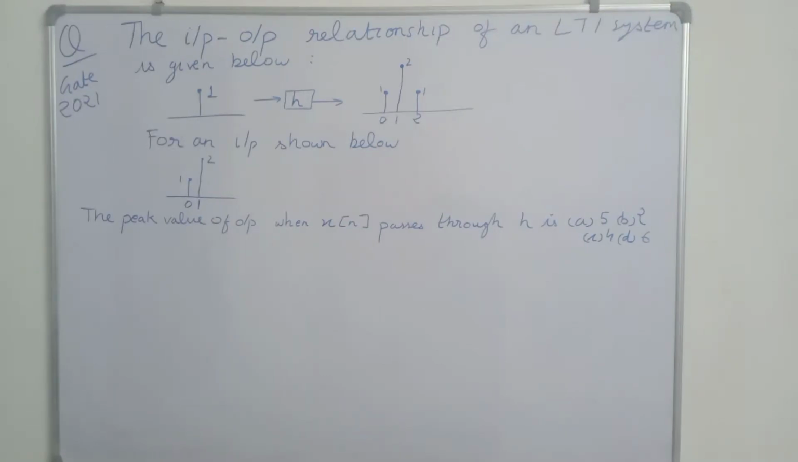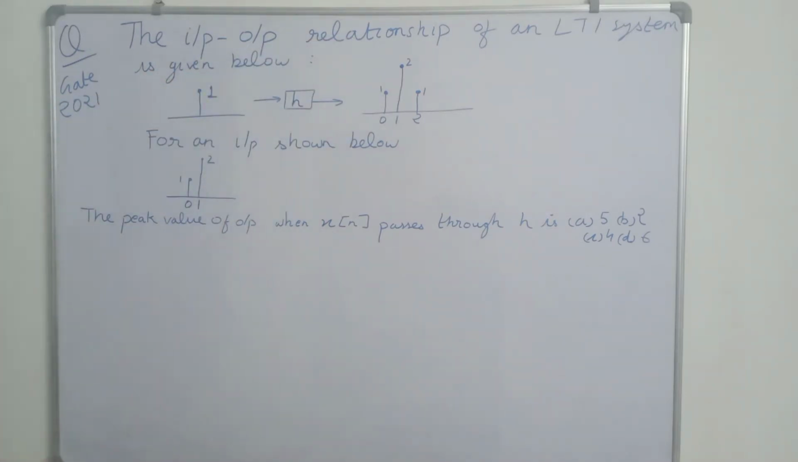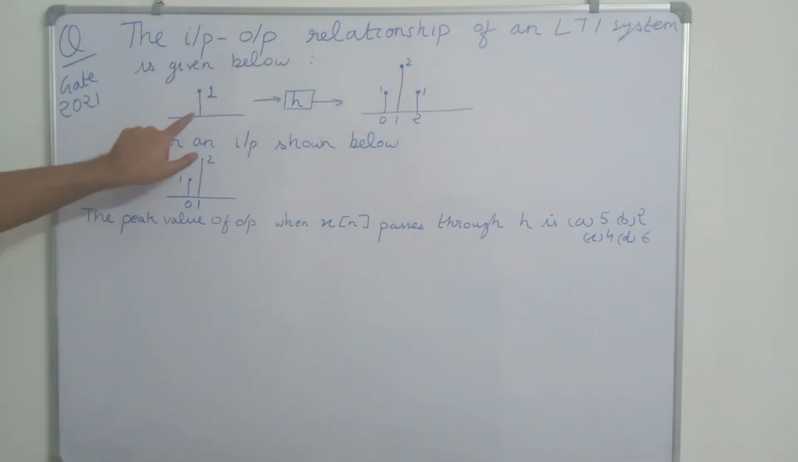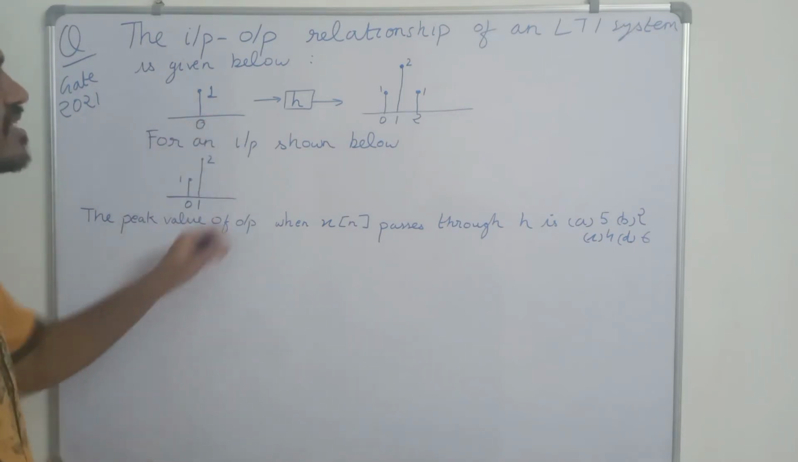So this question is from GATE 2021 instrumentation branch. It says that the input output relationship of an LTI system is given below. So this is an input output relationship of an LTI system. This is an input 1 at time t equal to 0, and this is the output.